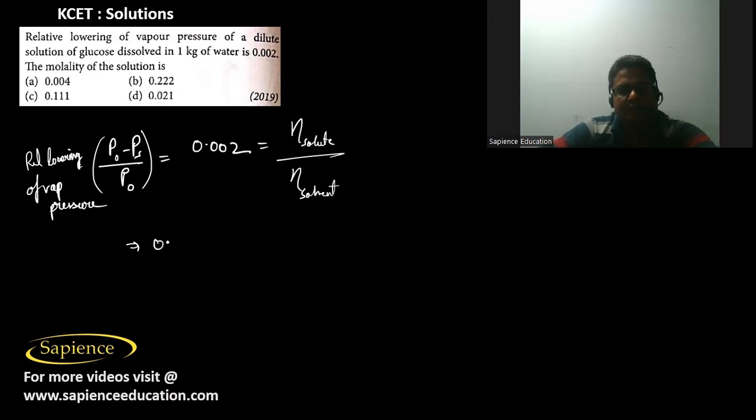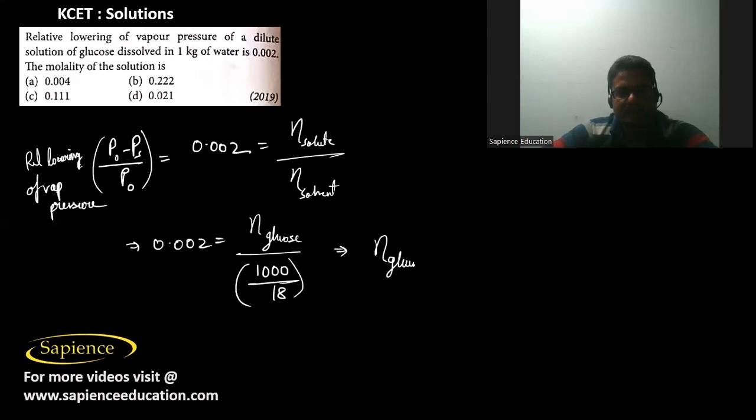Now therefore 0.002 will give us the number of moles of the solute, that is glucose, divided by the number of moles of solvent. So 1 kg is used, so 1000 gram by 18 gram. This will give us the number of moles of the water used. Therefore the number of moles of glucose used is equal to 2 by 18, that is equal to 1 by 9 mole.